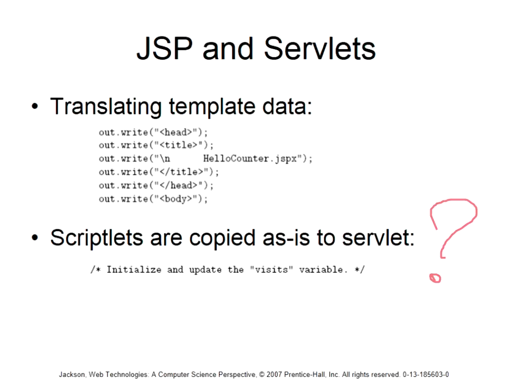Why are scriptlets copied as is to the servlet? Any idea? Because scriptlets contain what? In the scriptlet we will insert what? We will insert Java code. For this reason, all the content of GSP scriptlets will be copied as is to the servlet. Is it clear?